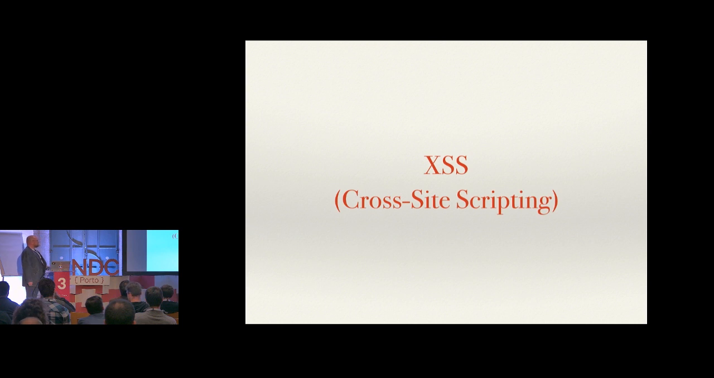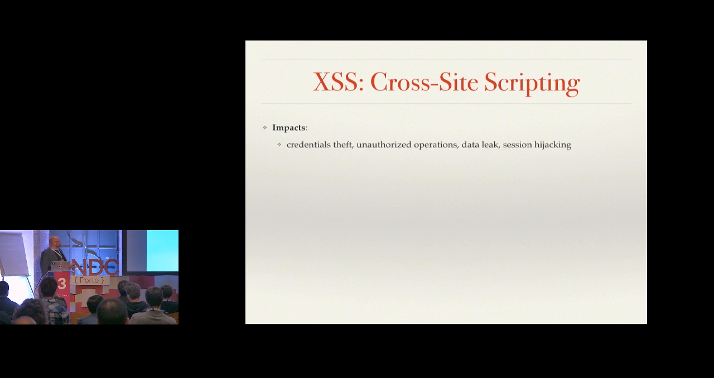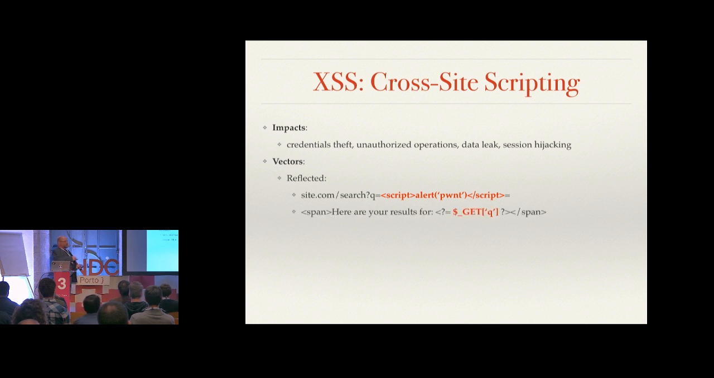All right, so that was for injections. Now let's look at cross-site scripting. I mean, this one's pretty simple. But you can steal credentials, do unauthorized operations, you can leak data, you can hijack sessions with that. And the vector is pretty simple, right? Reflected means you put something in the query string, and then the HTML page says, here are your results, right? It does not do any querying. It's like, please own me, right? So anytime you see a new search engine, that's the first thing we try, right?